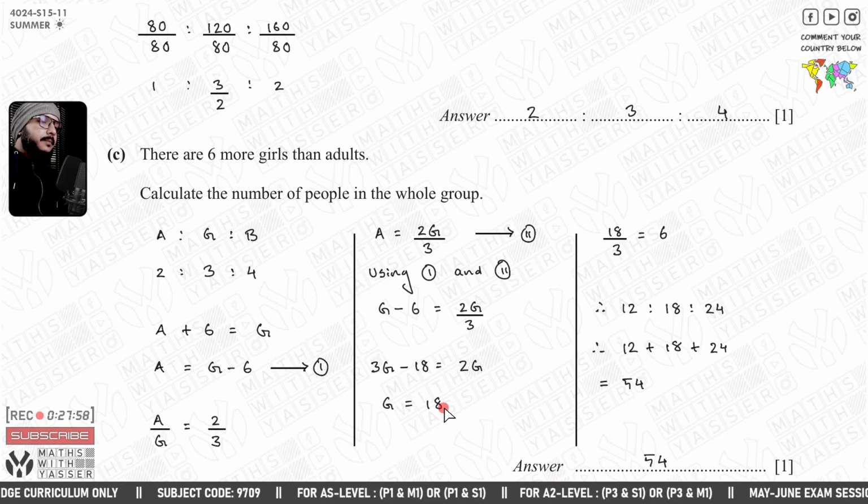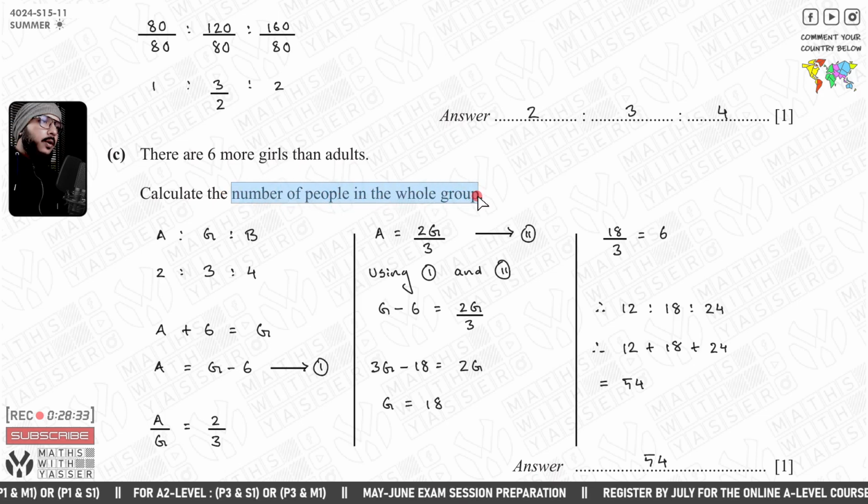Now let's divide 18 by 3 because the ratio for the girls was 3, and we get 6. That means this is the value that needs to be multiplied with this ratio to get the actual values. So 6 times 2 is 12, 6 times 3 is 18, and 6 times 4 is 24. So the actual values are 12 is to 18 is to 24. Since they have asked us to calculate the number of people in the whole group, we need to add them up, and we get 12 plus 18 is 30, plus 24 is 54.